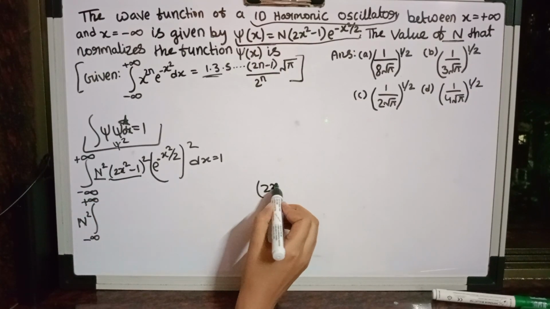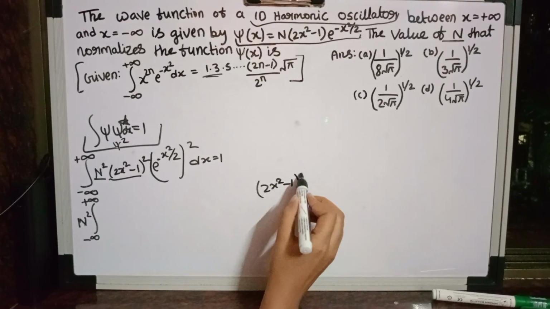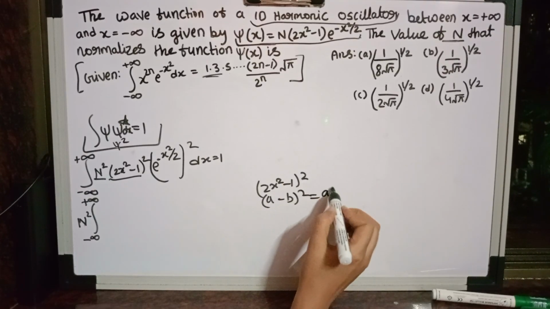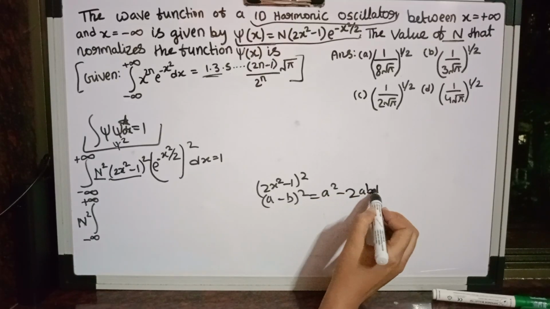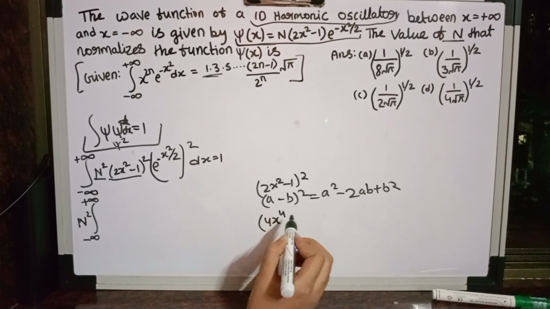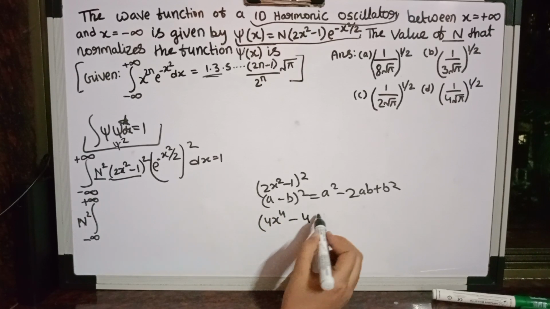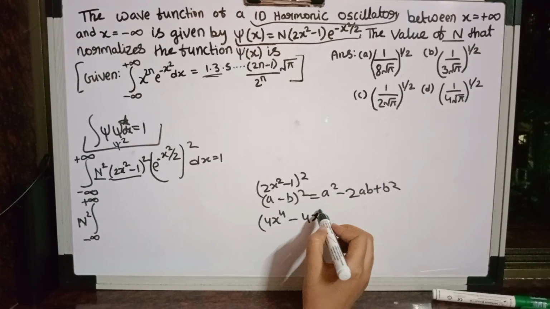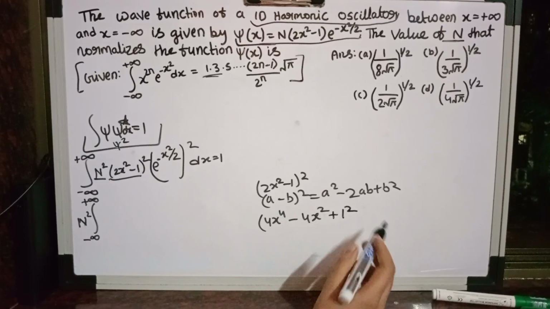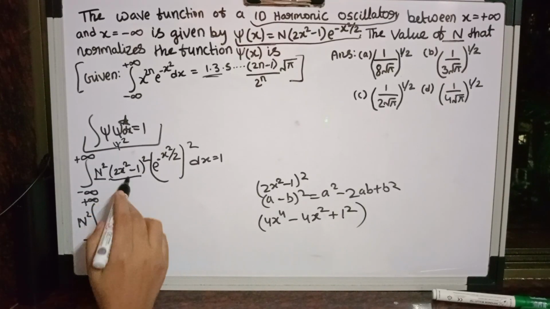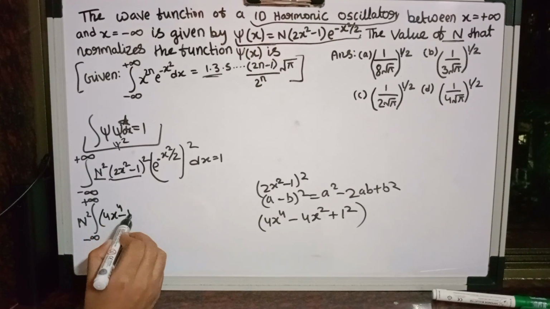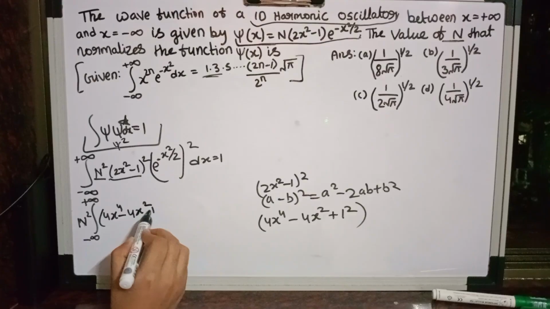So this looks like (a − b) square, and (a − b) whole square is equal to a² − 2ab + b². So this is how easy it is to solve. It might look intimidating at the start, but it is a very easy question. So this is what we get after solving: 4x⁴ − 4x² + 1, and we can substitute this in our main equation, and we are now going to multiply it with our (e^(−x²/2)) whole square.